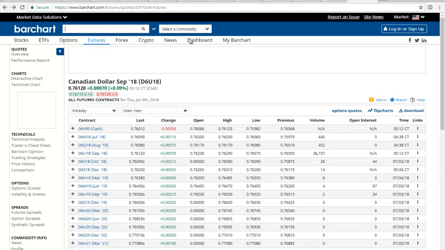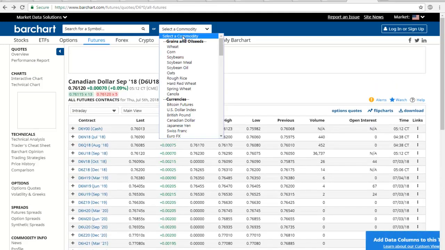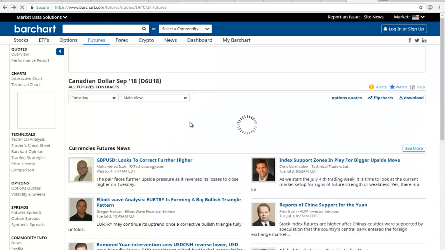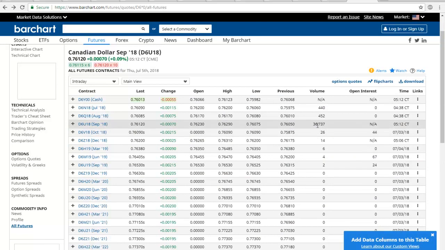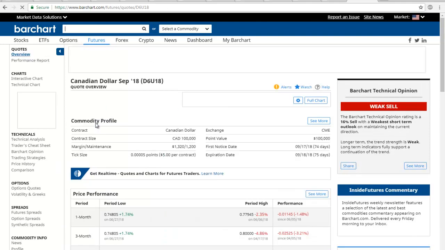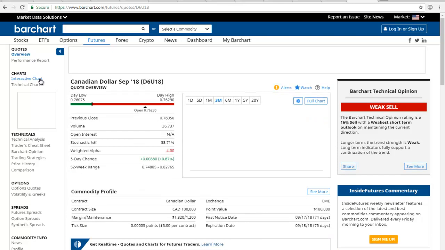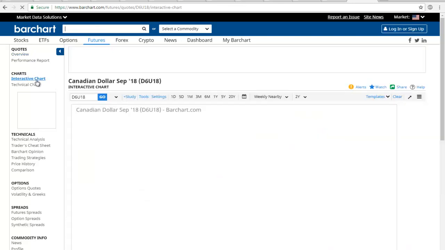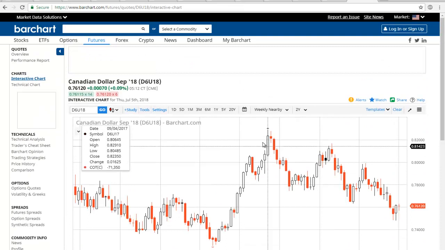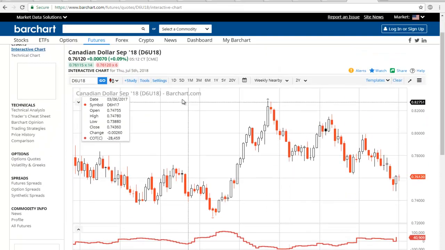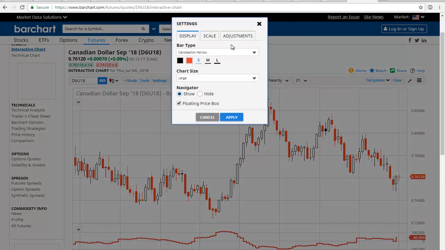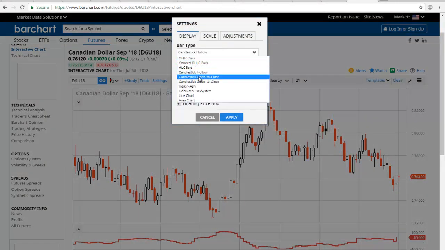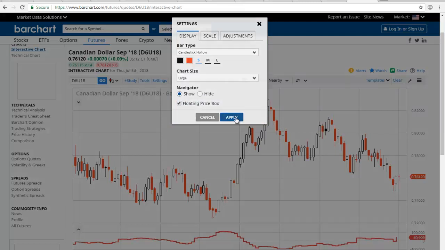So I'll go to Canadian dollar, and I'll pick the one with the September contracts, the one with the biggest volume. Okay, September contract, and then I'll click interactive chart. See, I've already got it up, but normally the chart's not set up like that. What I do is I'll go to settings, and you can pick what kind of candlesticks you want. I pick candlesticks hollow. Okay, that's the one I pick. Apply. It's already set to it.